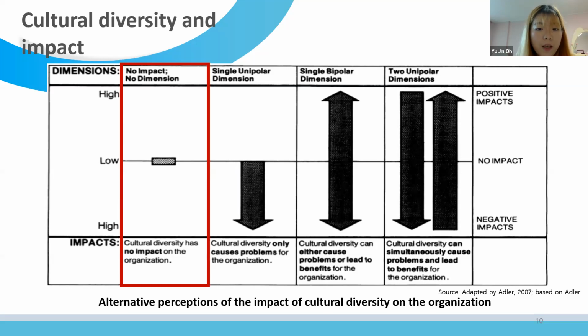This graph is a schematic representation of their responses. There are 4 dimensions, as you can see above. First, the no impact, which means no dimension. There's nothing there, and it means that cultural diversity has no impact on the organization.